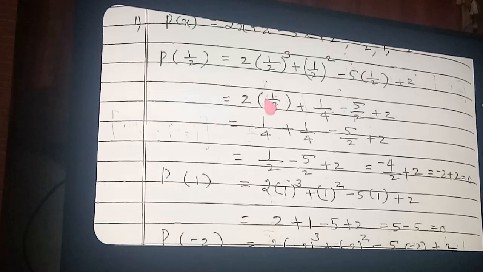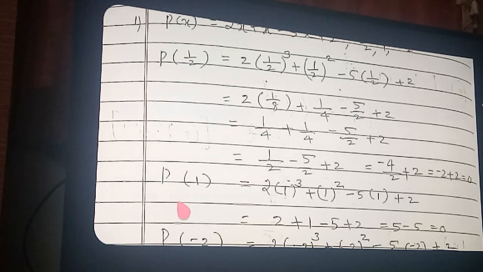So the calculation: 1 by 2 the whole cube is equal to 1 by 8, and 2 and 1 by 8 cancelling, we get 1 by 4. The next one, 1 by 2 the whole square is 1 by 4, and minus 5 into 1 by 2 is minus 5 by 2, plus 2. So 1 by 4 plus 1 by 4 is 1 by 2, then minus 5 by 2 and plus 2. 1 by 2 minus 5 by 2 is minus 4 by 2, which is minus 2, plus 2 is 0. So p of 1 by 2 is equal to 0. The meaning is that 1 by 2 is a zero of the polynomial.